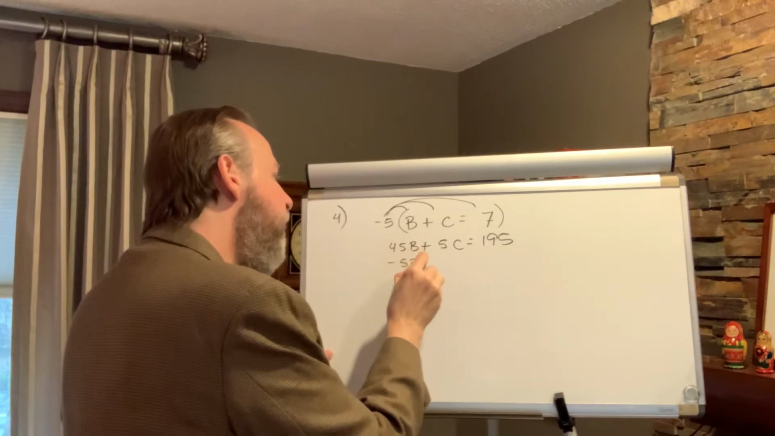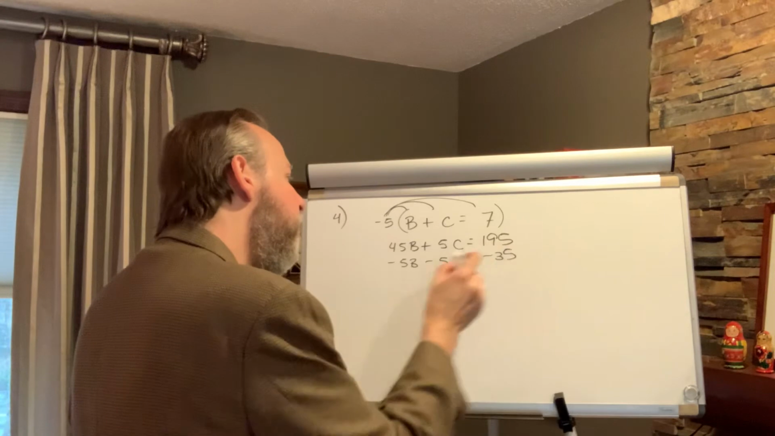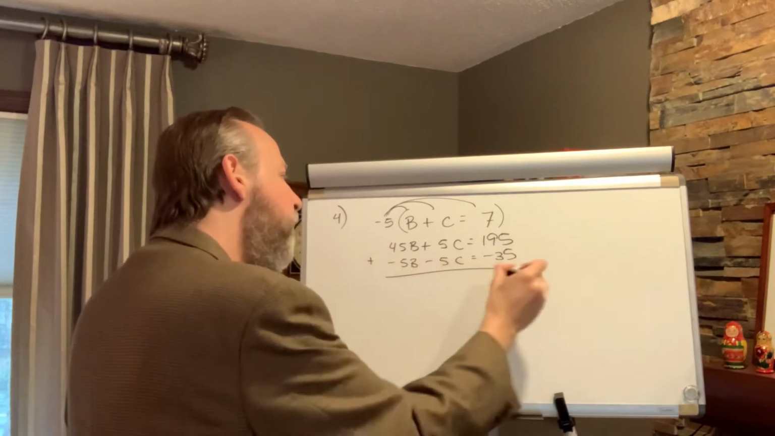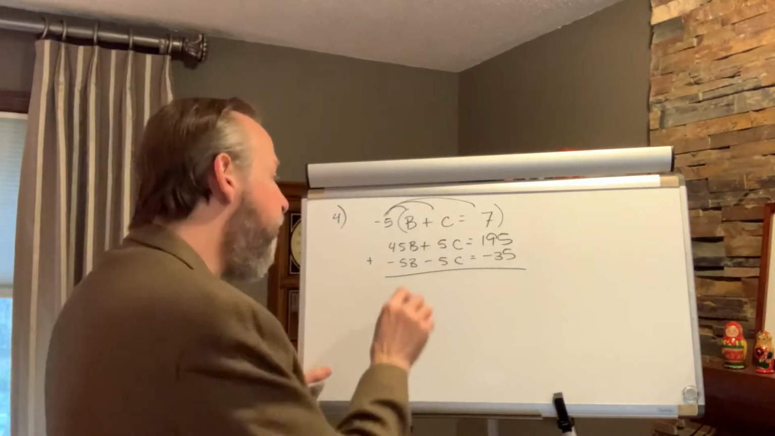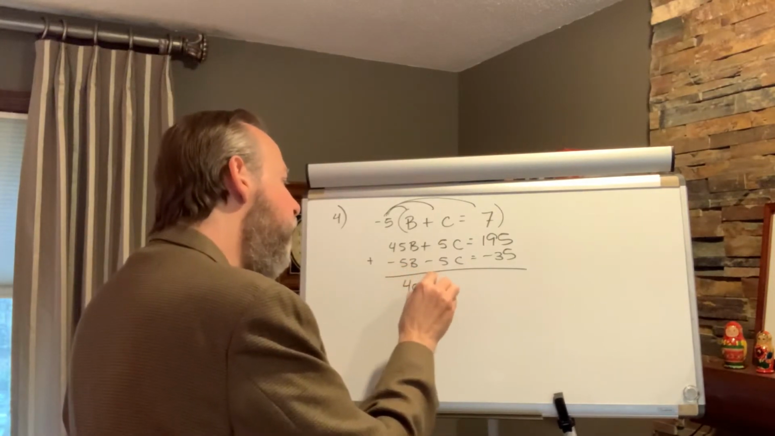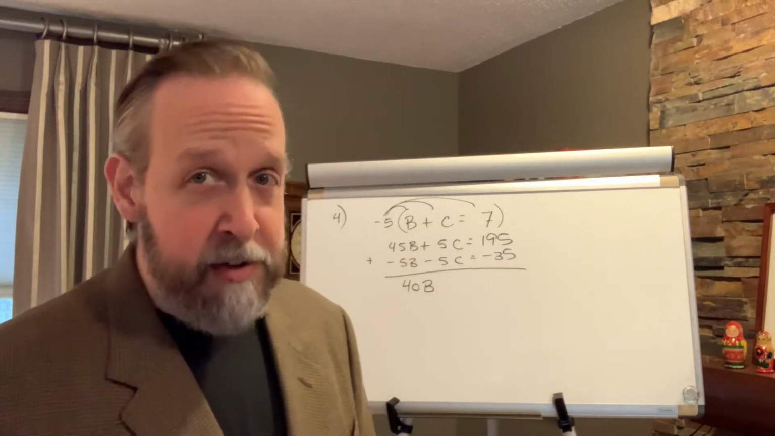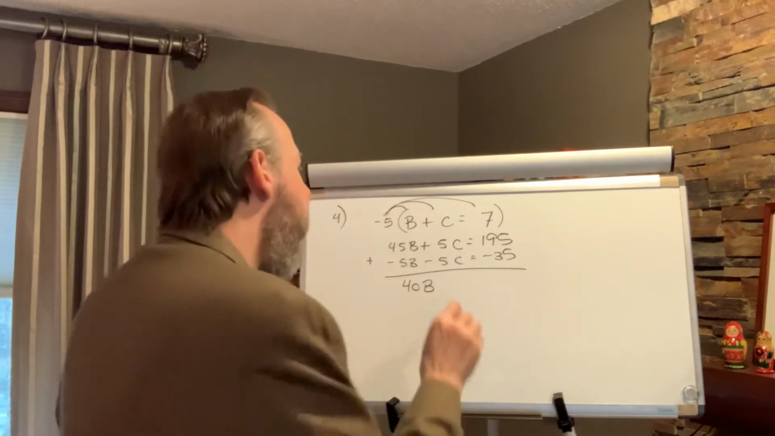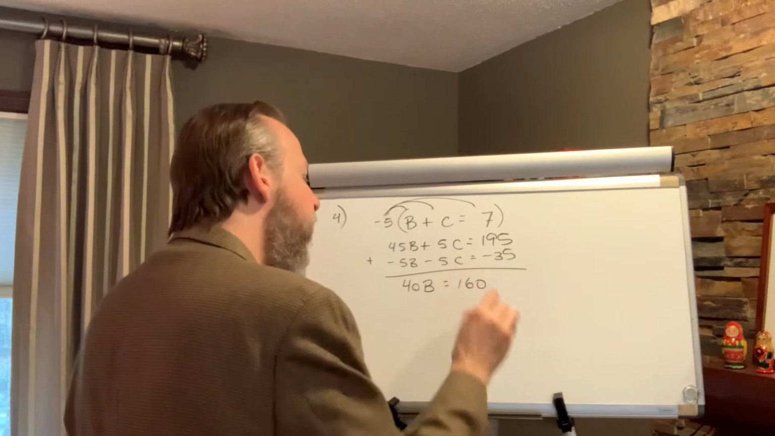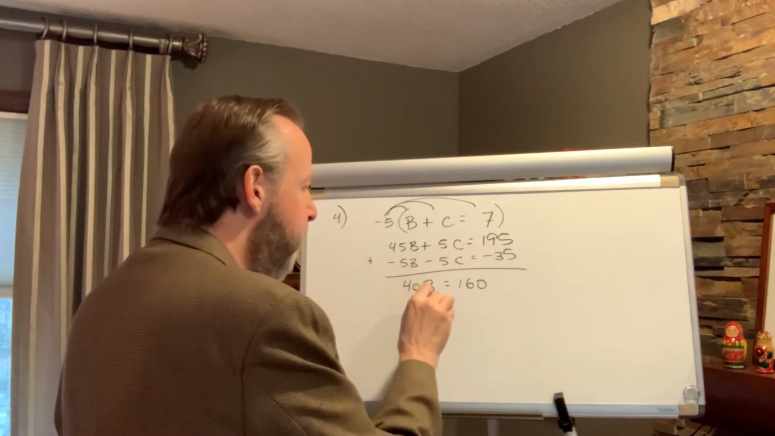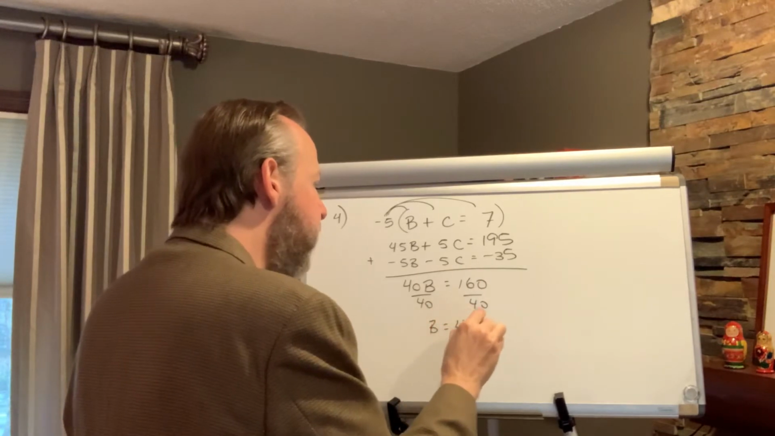Negative 5b minus 5c equals negative 35. Now I'm going to add vertically. Positive 45b plus negative 5b is just 40b. The c's cancel out. Positive 5c plus negative 5c is no c. And 195 plus negative 35 is positive 160. Now I can just divide by 40 to find out that I'm going to need 4 buses.